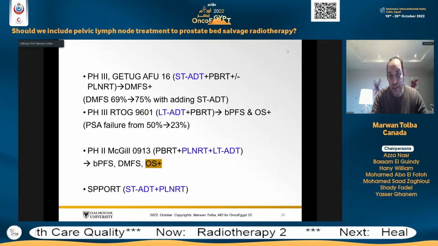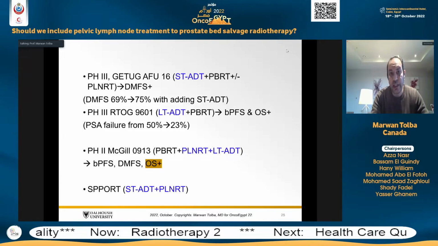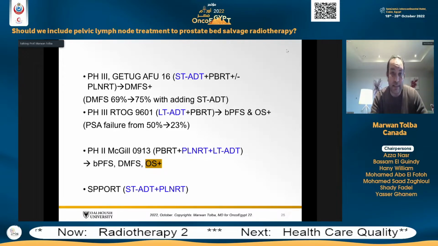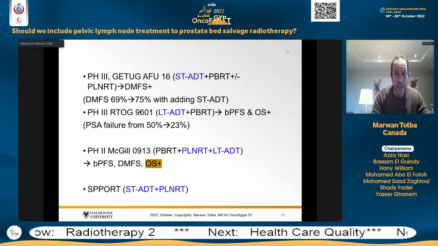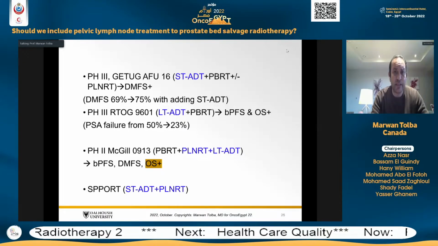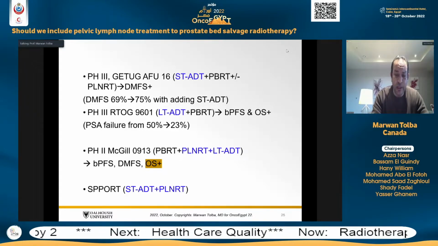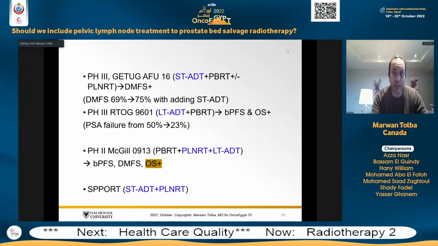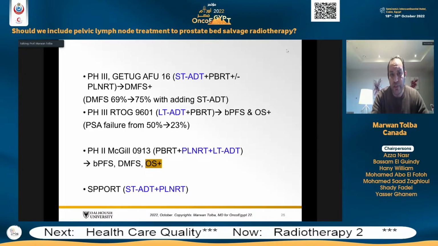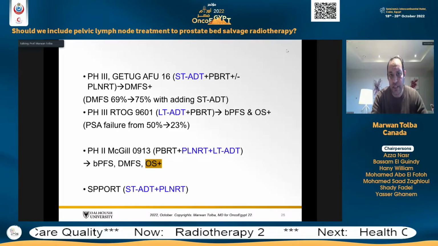The phase 3 GETUG-16 trial from France and the RTOG 9601 trial added ADT. RTOG 9601 added long-term ADT, while the French trial added short-term ADT. Both revealed survival benefit. One of them showed distant metastasis survival benefit. The other showed overall survival benefit. The PSA failure decreased from 50% to 23%, a 50% decrease in the PSA failure.